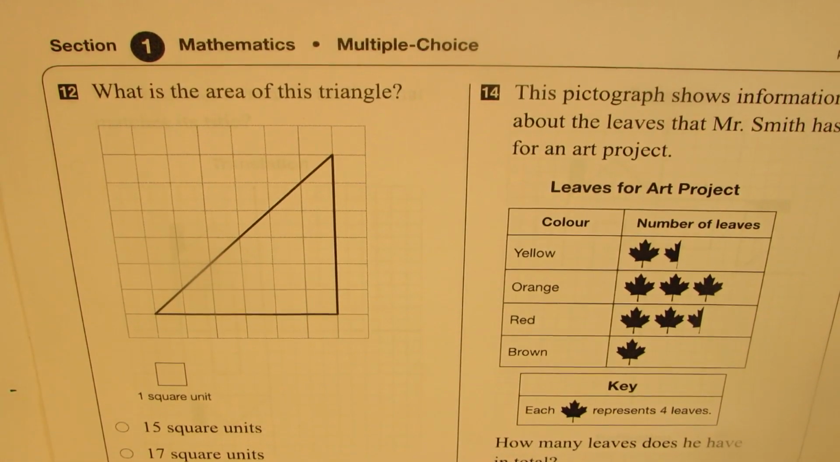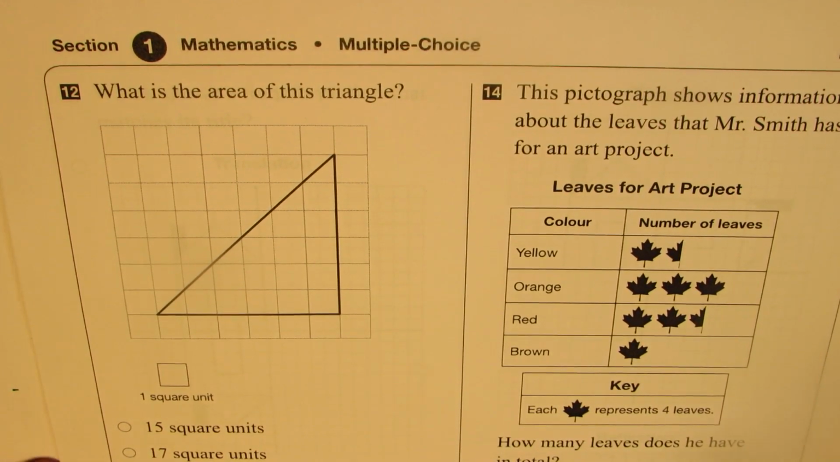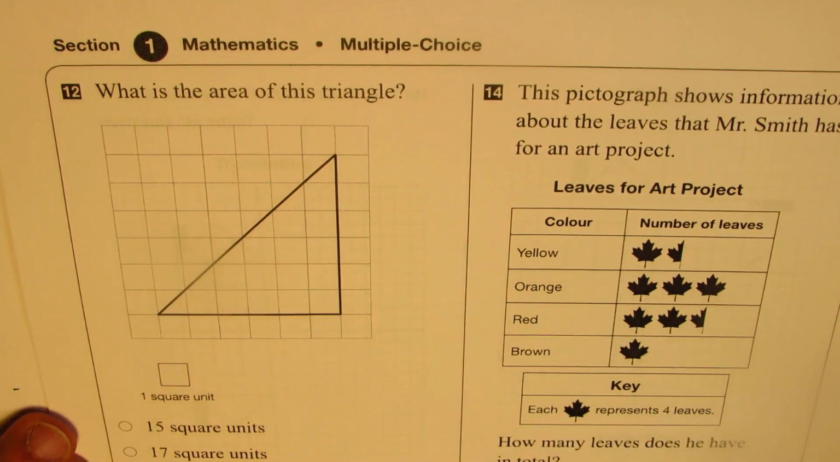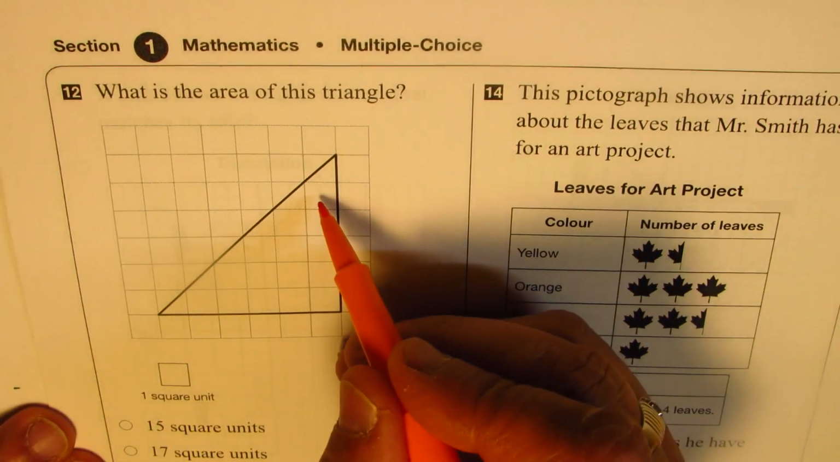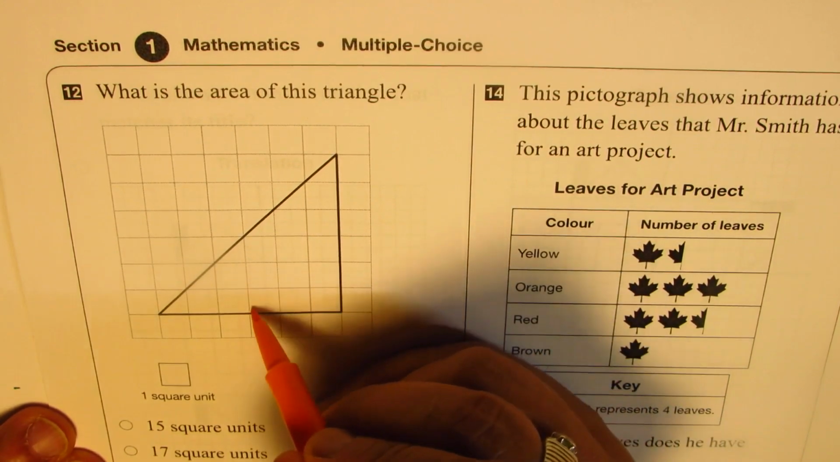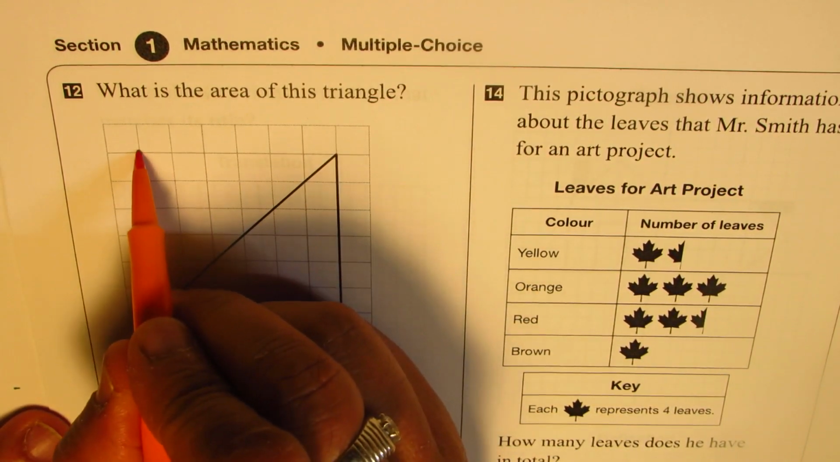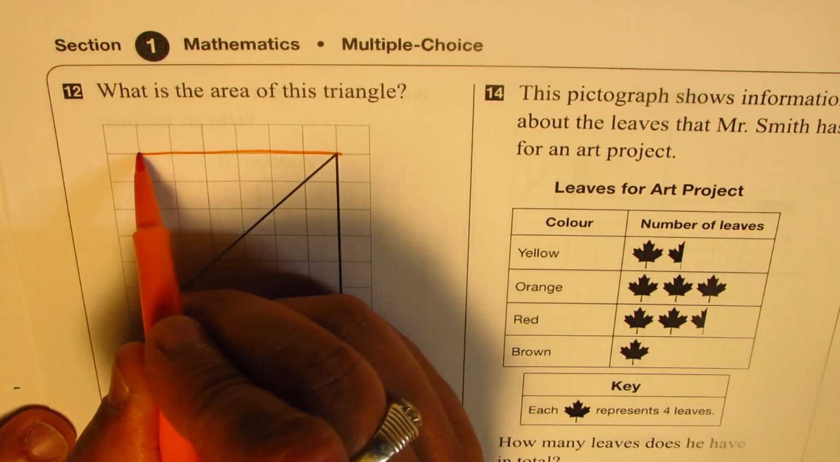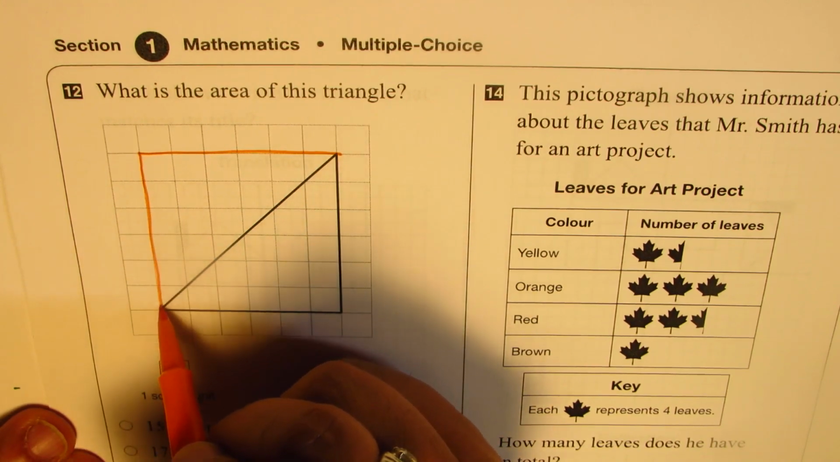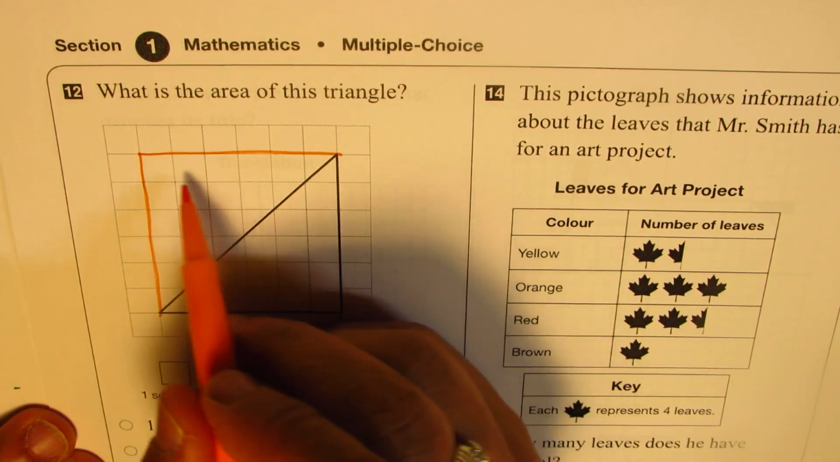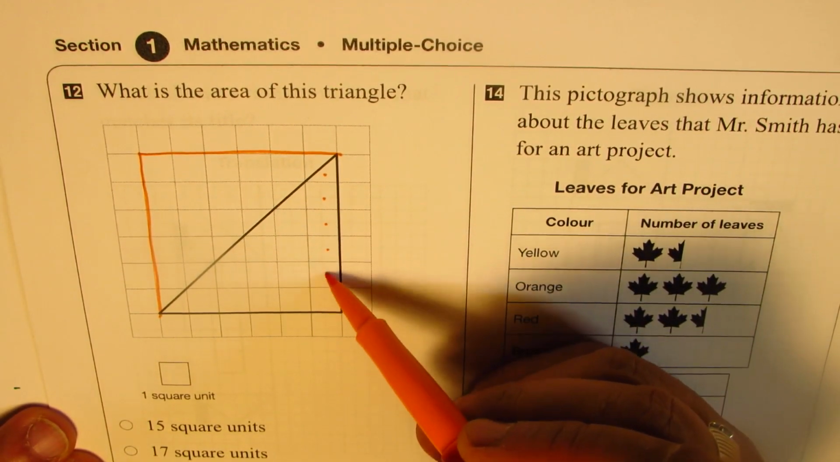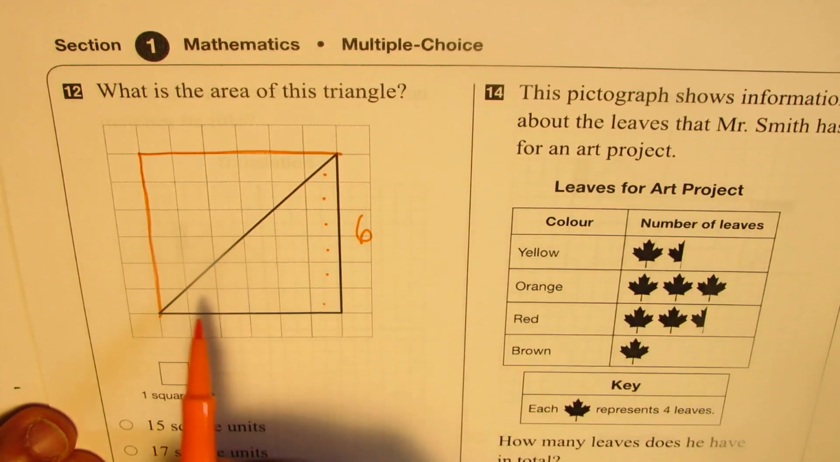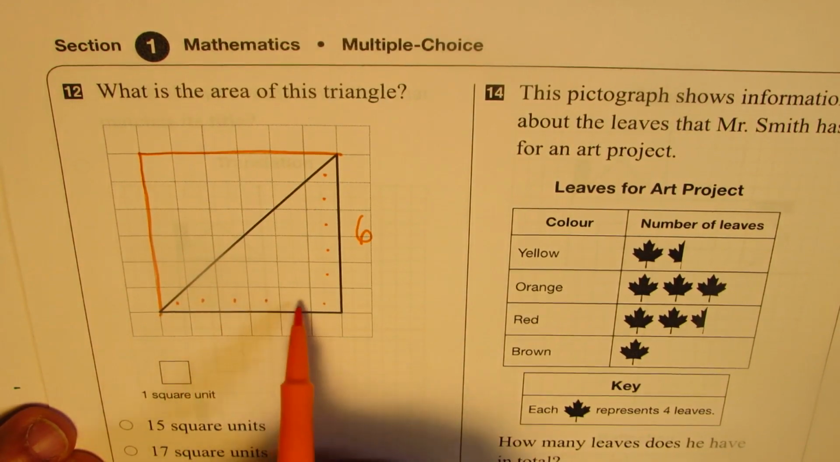Number 12 is a multiple choice question. It says, what is the area of this triangle? Well, there are a couple of ways you could count these squares to find the area. Or you could think like this. You can make two triangles by completing this and find total area. Now the area is 1, 2, 3, 4, 5, 6. So we get 6 on this side. 1, 2, 3, 4, 5, 6.